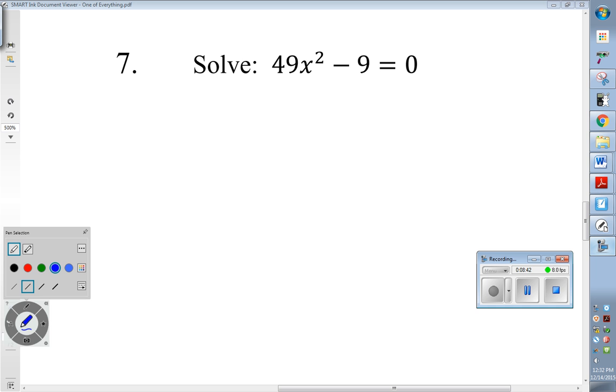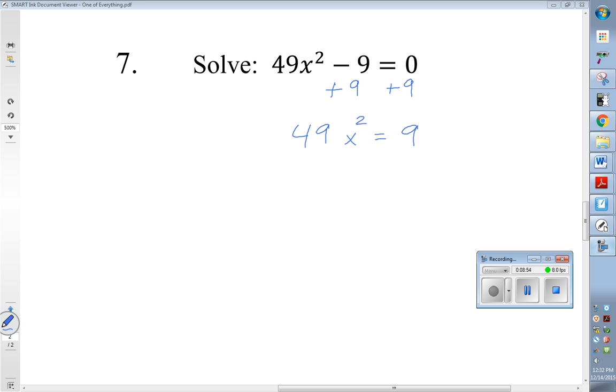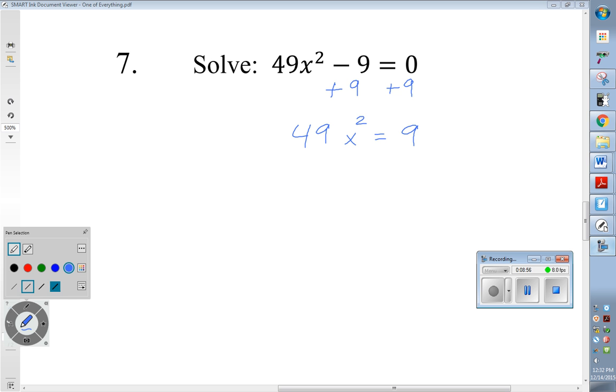Here, we're solving. Again, we should be good at this by now. All right, x squared, all I want to do is solve. Add 9 to both sides. 49 x squared equals 9. All right, I'm not allowed to get rid of the x squared yet before I do exponents. I tell my students when we're solving, it's PEMDAS in reverse. I'm trying to get x by itself. I'm doing PEMDAS in reverse.